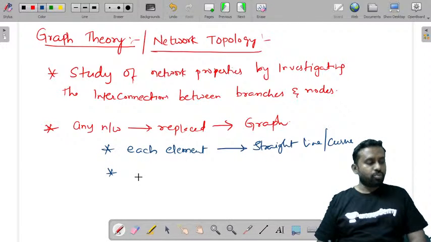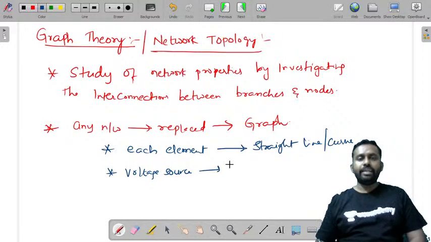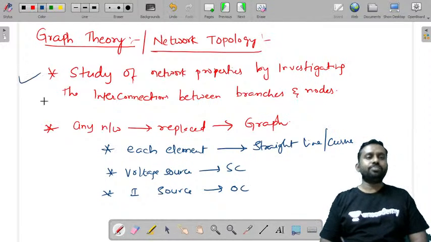And you will replace voltage sources by a short circuit and current sources by an open circuit. This is what you will do.